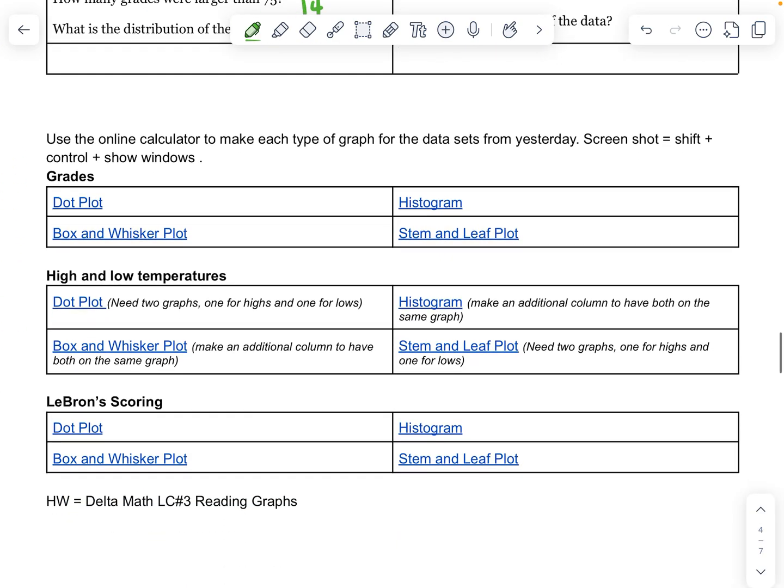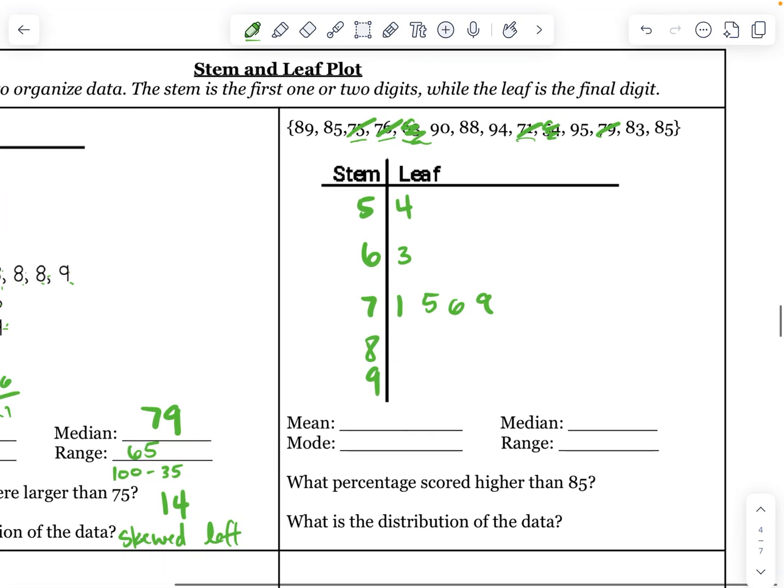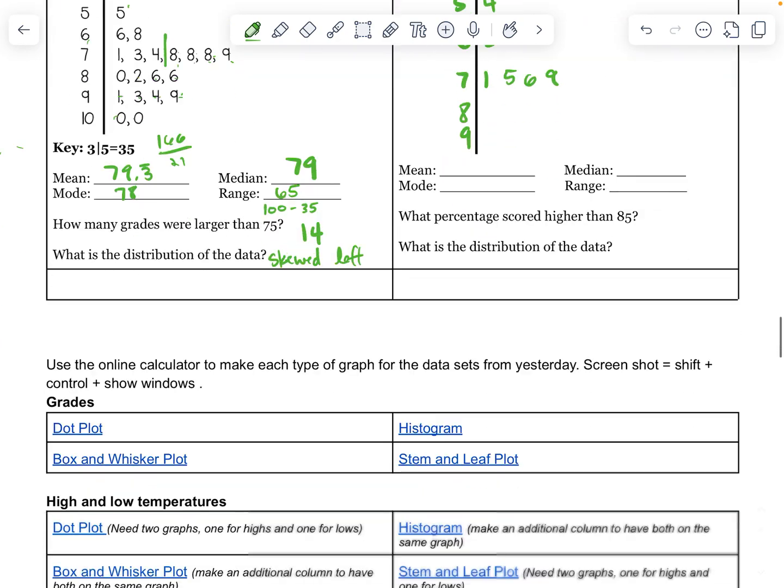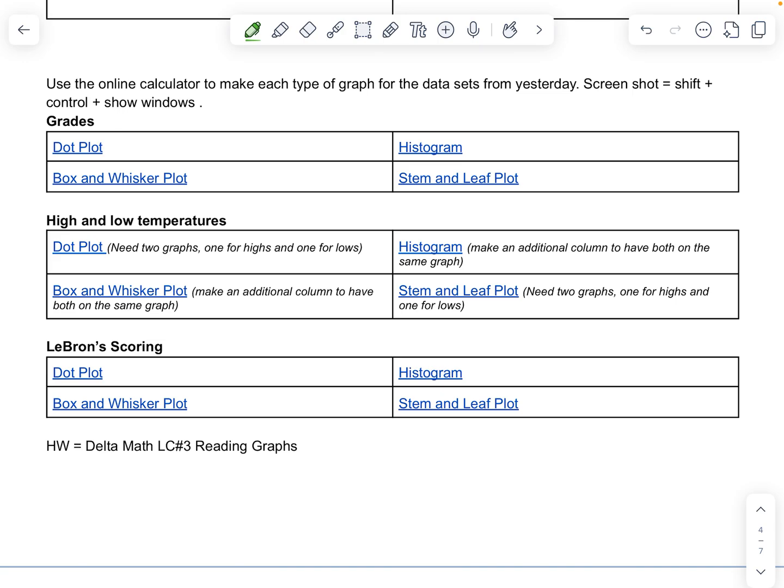All right, your homework is to use an online calculator to make each type of graph. I have linked them so that you can find a good graph. Take a screenshot, which is Shift Control Show Windows, and put your graph here. Y'all, in real life, you are never going to have to make one of these by hand. You are always going to be using some sort of technology to make your graph. So let's start doing that now.